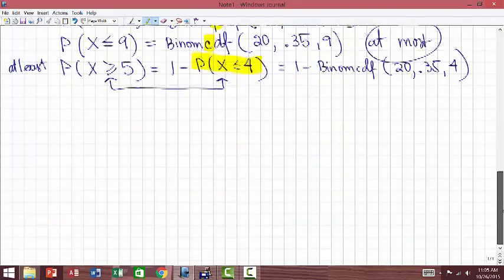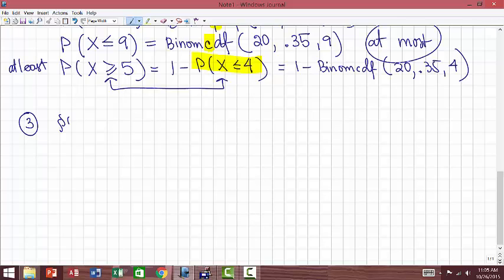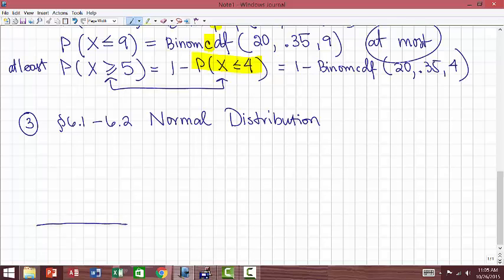Okay, let's take a look at the next topic that we discussed. Now we talk about normal distribution, section 6.1 through 6.2. Here you will have a population that's normally distributed, and then you would have a mean sitting right in the middle. There are two commands that we need to know how to use here.